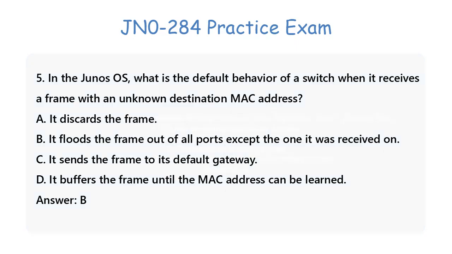5. In the Junos OS, what is the default behavior of a switch when it receives a frame with an unknown destination MAC address? A. It discards the frame. B. It floods the frame out of all ports except the one it was received on. C. It sends the frame to its default gateway. D. It buffers the frame until the MAC address can be learned. Answer: B.